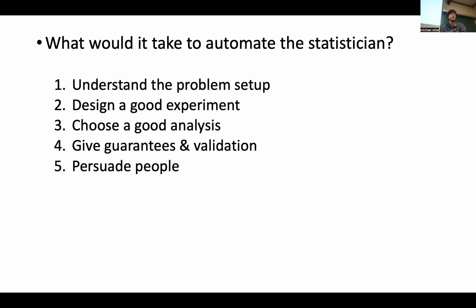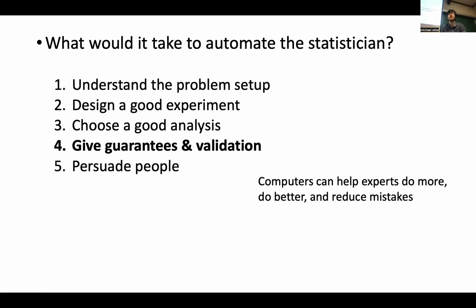We're going to need to design an experiment. We're going to want an analysis chosen. We sometimes want some type of guarantee or validation, right, about what we've done. And then at the end, we're going to have to persuade people about what we've done. What we're going to do today is just a part of that. We're going to focus on that guarantees and validation step, with the goal here that we can help experts do more, do better, reduce mistakes, but also permit more automation in these steps 2 and 3 here.